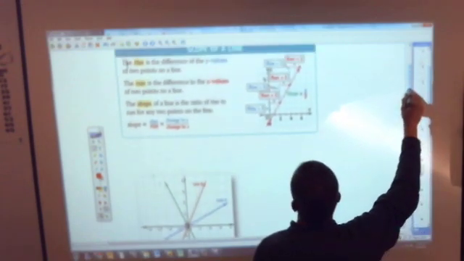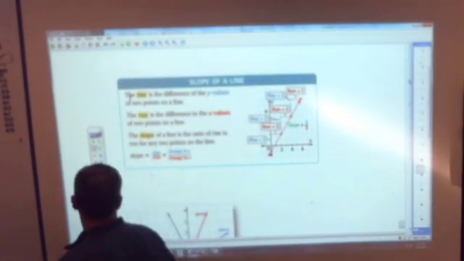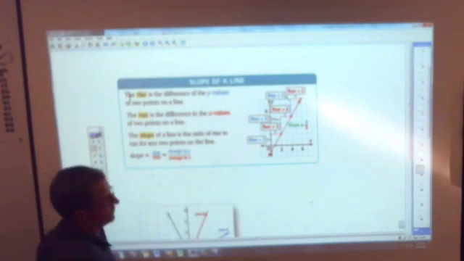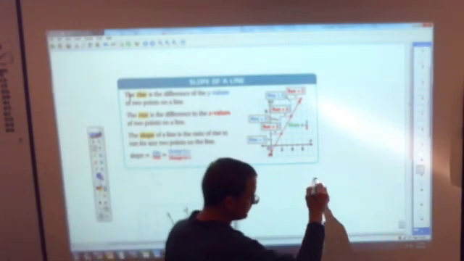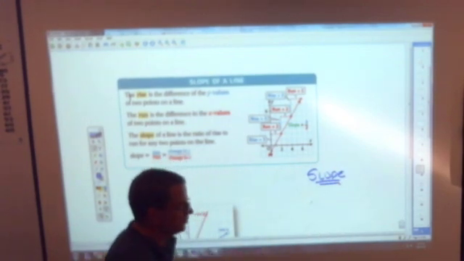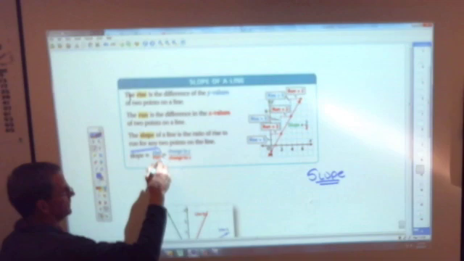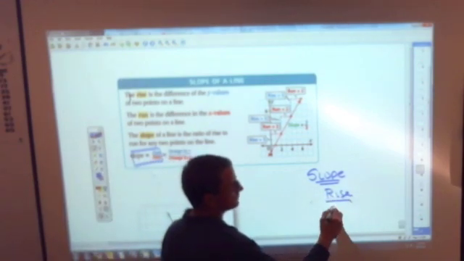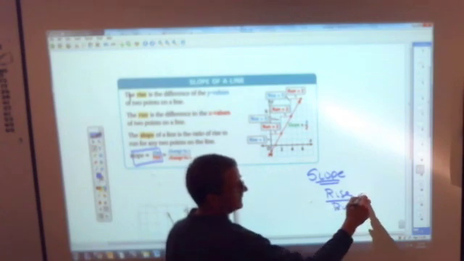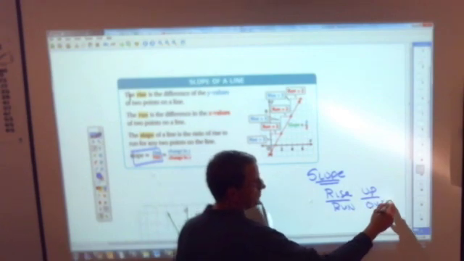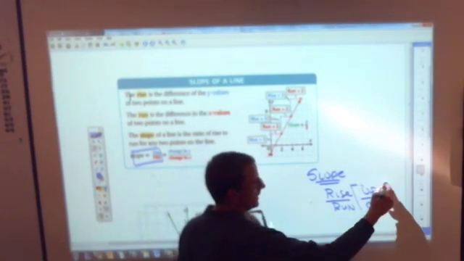Alright, ladies and gentlemen, please take some notes on this. I think we've talked about this before, mostly because this came from seventh grade, so it should be something that's on your radar. In mathematics, we have something we call slope, and it's a line. There's multiple ways that you can think about slope. The book tells you that slope is rise over run. Sometimes that confuses people. Rise just means how far up, and run means how far over.